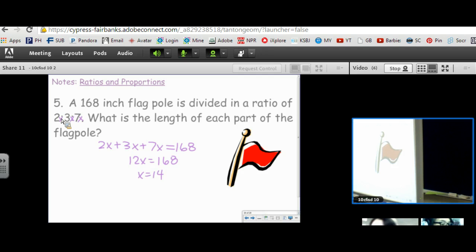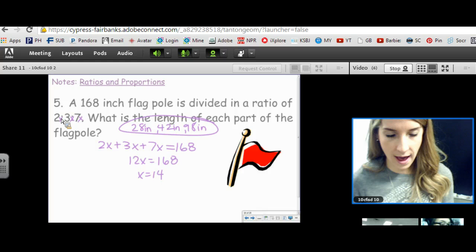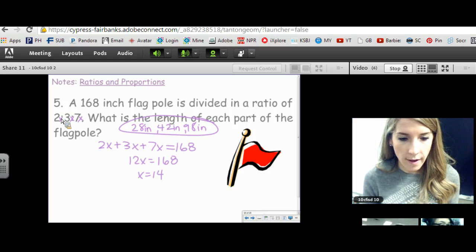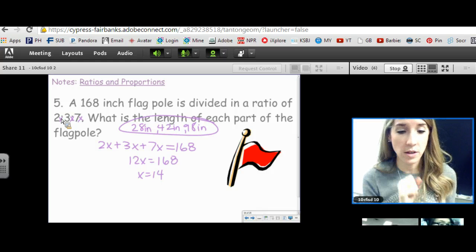And then you simply plug it back in. 14 times 2, 14 times 3, and 14 times 7. And do we have any units? Yep, inches. Inches, inches, inches, comma, comma, circle. So remember when we have a ratio, you attach an x to it.